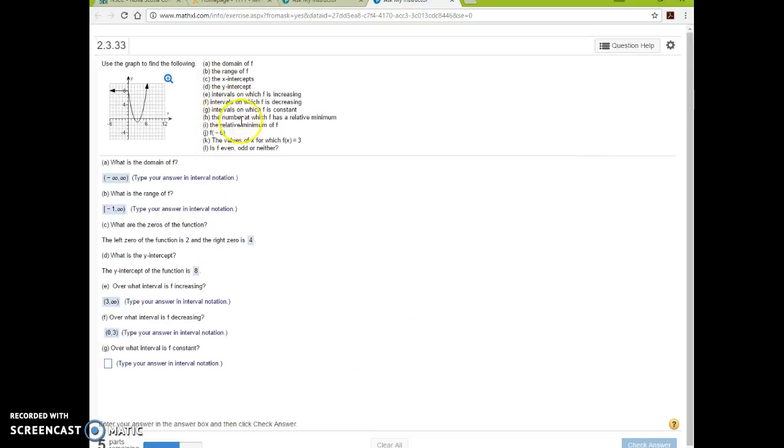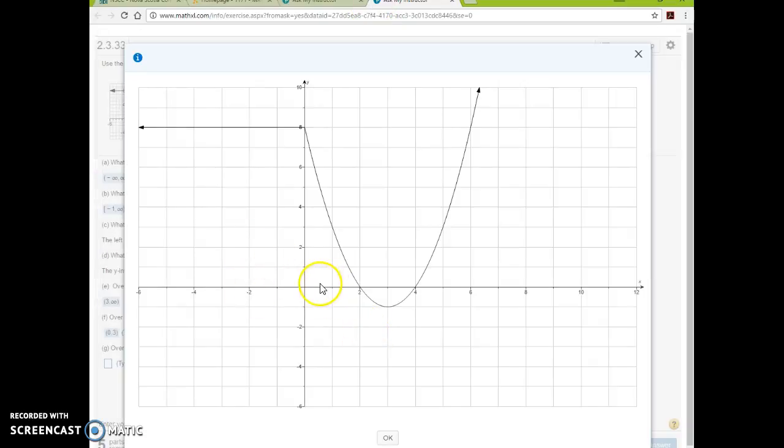We nailed the intervals. All right, let's talk about relative minimum and maximums. A relative minimum and maximum is relative to what we can see. We ignore the arrows. We know that it's going to go forever in this direction and forever in this direction. That doesn't really help us.